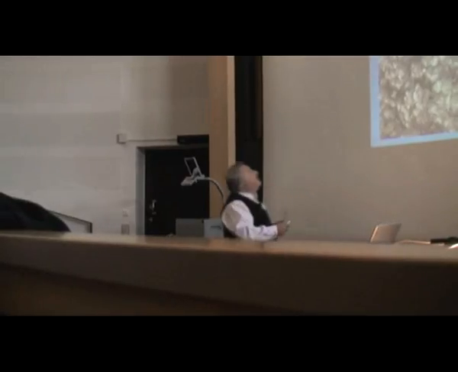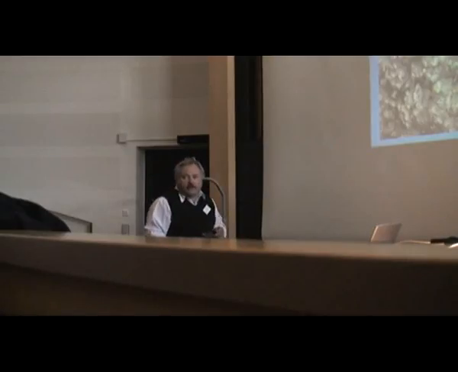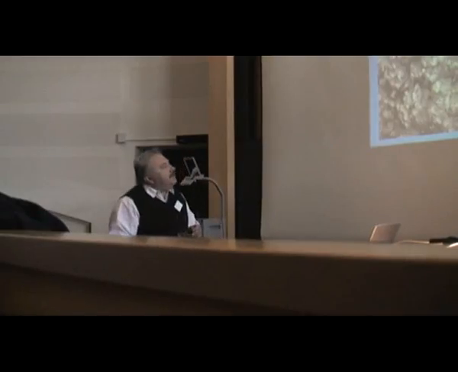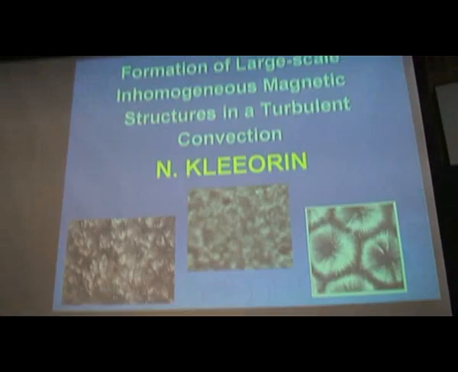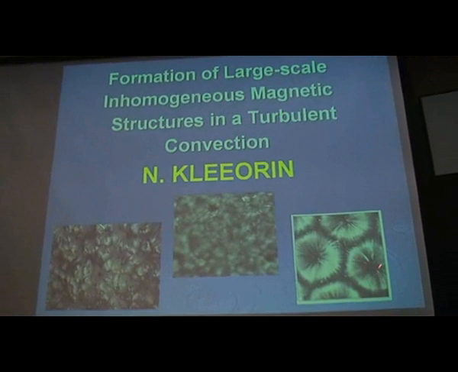So the topic of my presentation, as you see, is formation of large-scale inhomogeneous magnetic structure in turbulent convection. And you can see three examples of convection. First is laboratory convection with sufficiently low Rayleigh number. It is just silicon oil. This is cloud convection. It is so similar to solar convection, practically no difference.